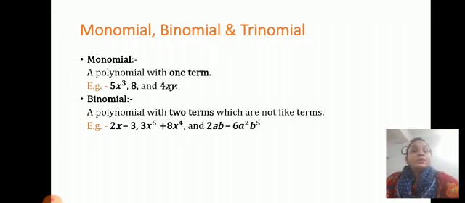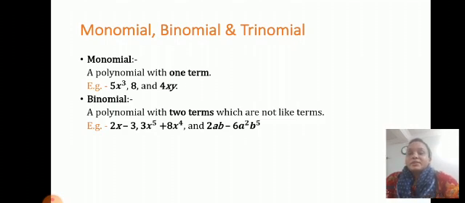Also 3x to the power 5 plus 8x to the power 4 is one of the examples of the binomial. And 2ab minus 6a square b to the power 5 is also an example of the binomial. You can see in all these polynomials, they have 2 terms, and both terms have different orders, different powers. So these terms are considered unlike terms.